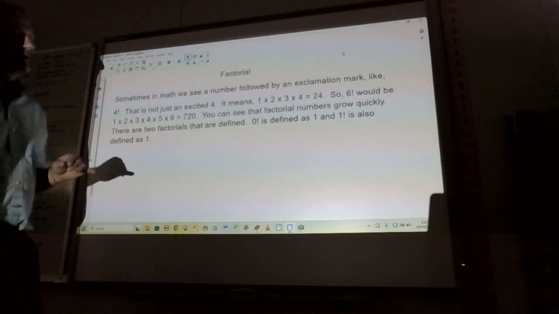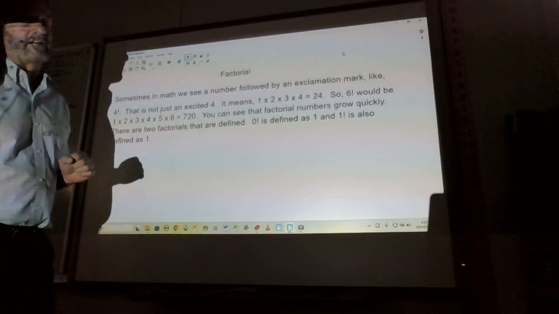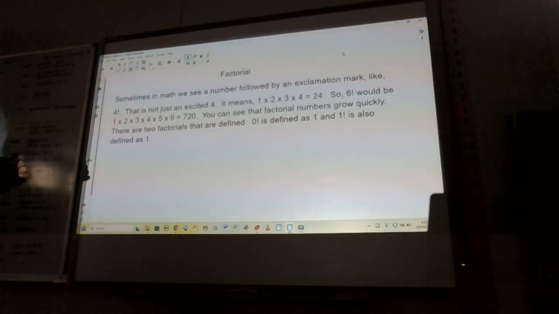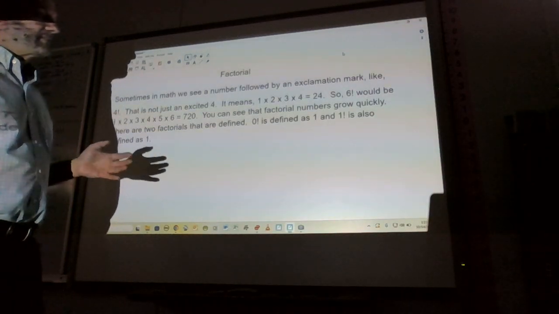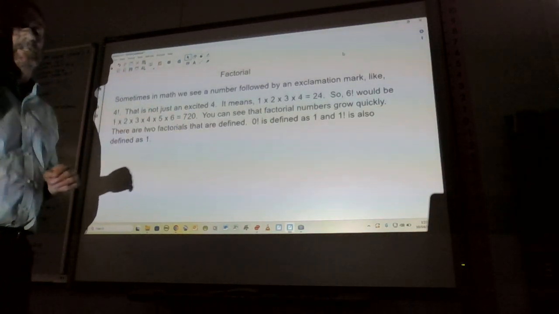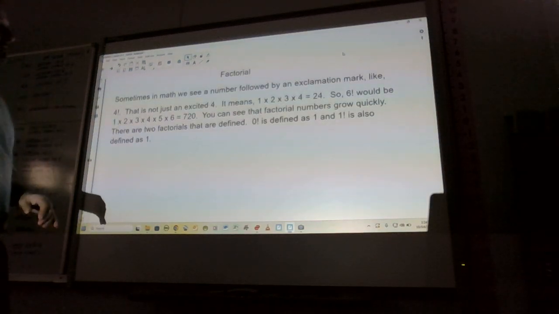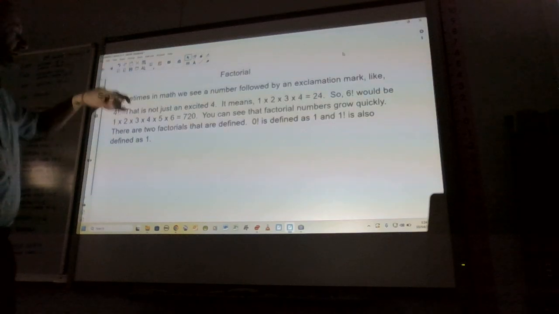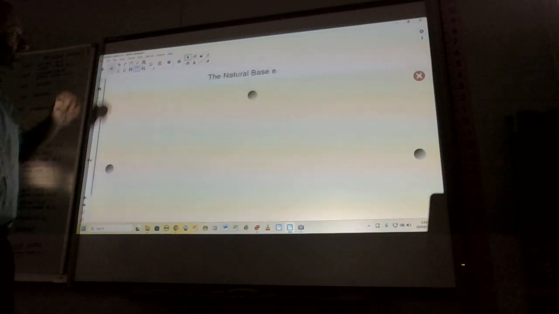There are 2 factorials that we have to define though. 0 factorial is defined as 1, and 1 factorial is also defined as 1, because you can't calculate them the same way you did everything else, and it makes math work, so we're going to go with that. So that's what factorial means, anytime you see that exclamation sign.